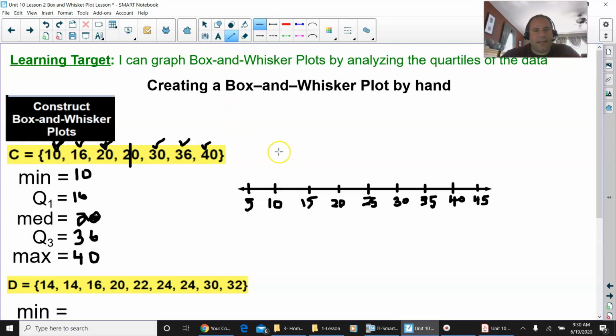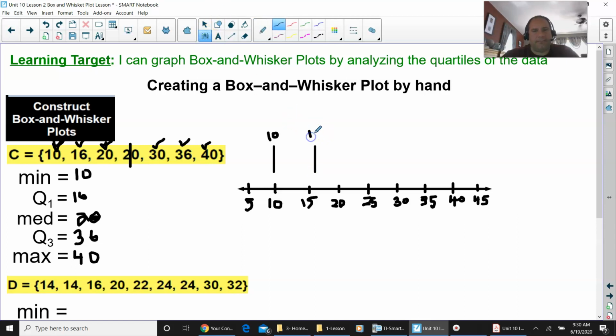So now the min is 10, and I am going to put the min down right there, and I'm going to put 10 above it. The quartile 1 is 16, so I am going to put a line like that, and I'm going to put that 16 above it. The median is 20, so I am going to put another line at 20 for the median, and I am going to put 20 above it.